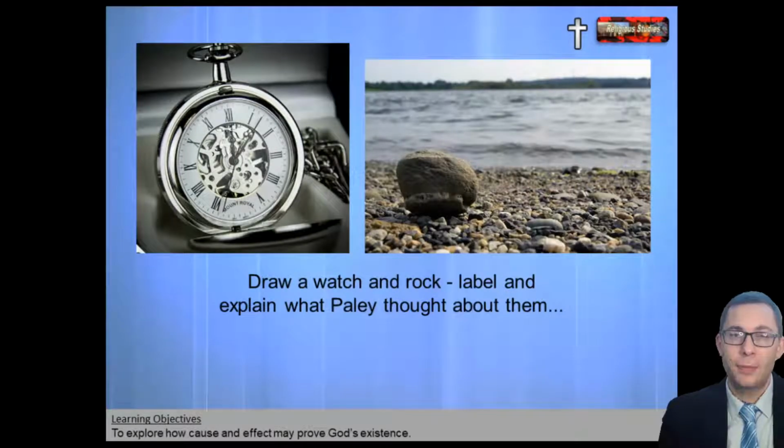Just a little recap for you. If you already got this done, don't do it again, but it's a nice little picture way of doing it. Draw a watch and a rock, label it, and explain what Paley thought about them. Give yourself 5 minutes, let's get a really nice picture of a watch. And a really good picture of a rock, if you can. It's quite hard to draw rocks, but I'm sure you can send them in.